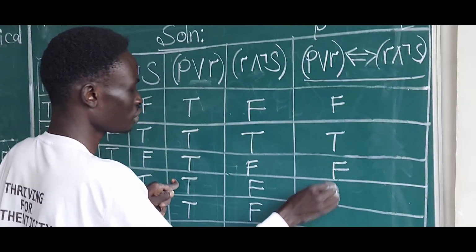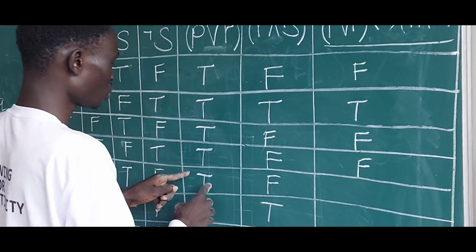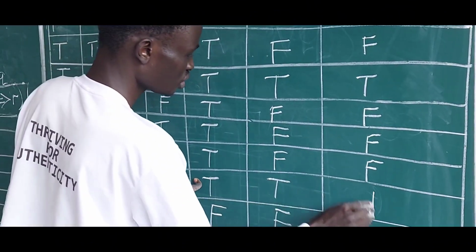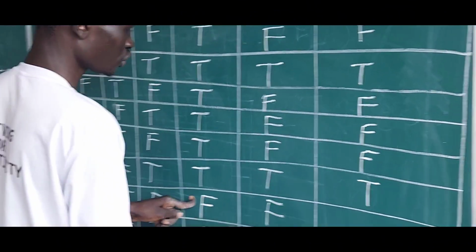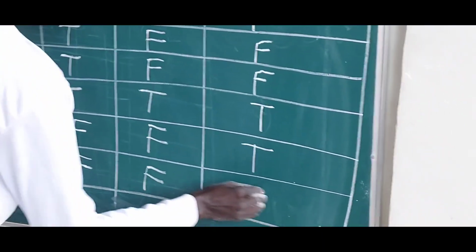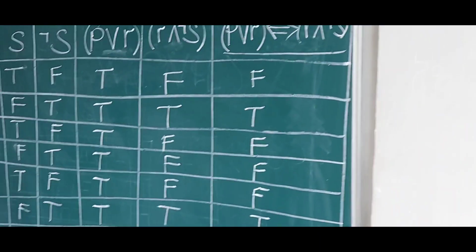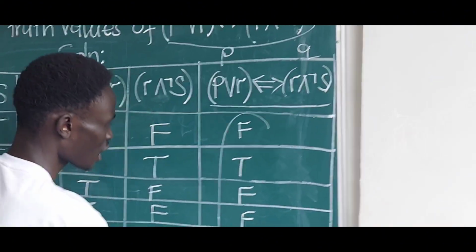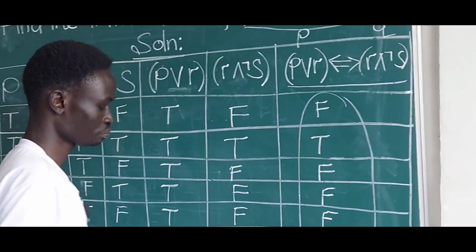We have true, false, it will be false. True, false, it will be false. True, true, it will be true. False, false, it will be true. False, false, it will be true. So our answer, it is this. This is the final answer that we are looking for.